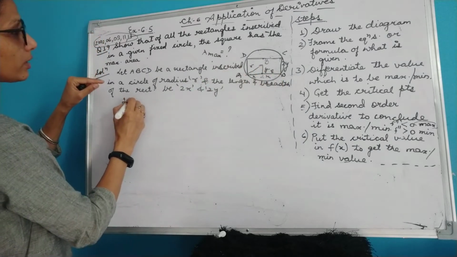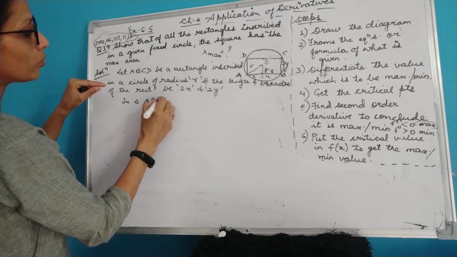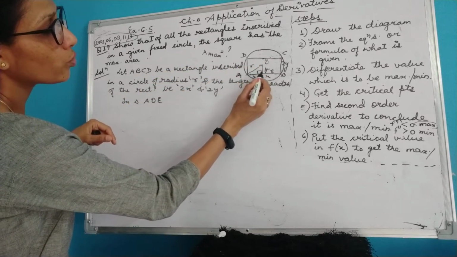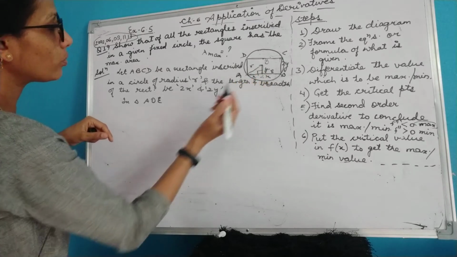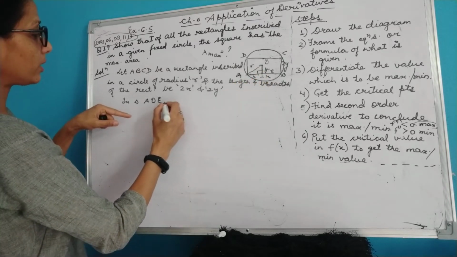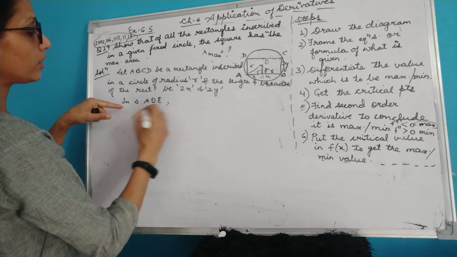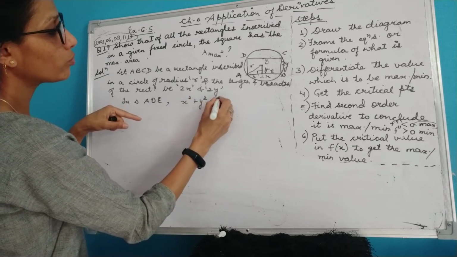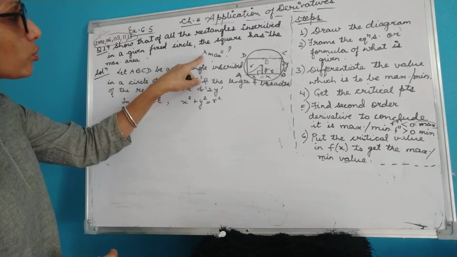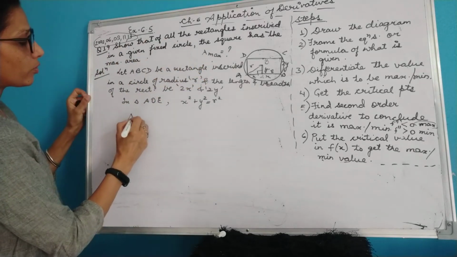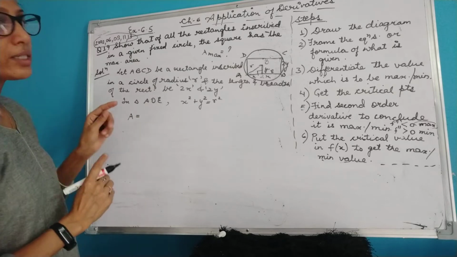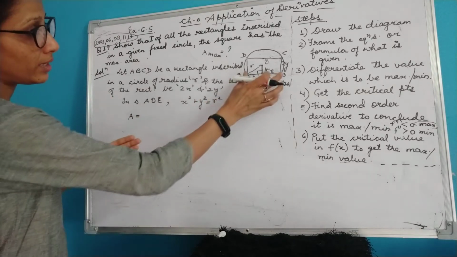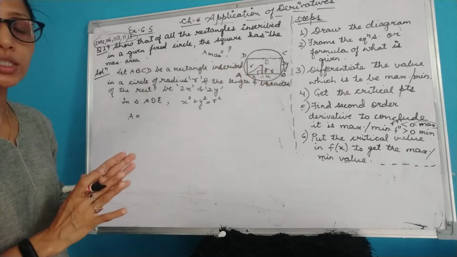So in triangle AOE, I can apply Pythagoras theorem over here. So x square plus y square equal to r square. I can write it as, in triangle AOE, x square plus y square equal to r square. Fine. Now we need to maximize the area. Now area of a square is length into breadth or side square, but because I am taking here a rectangle, I am saying it length into breadth.